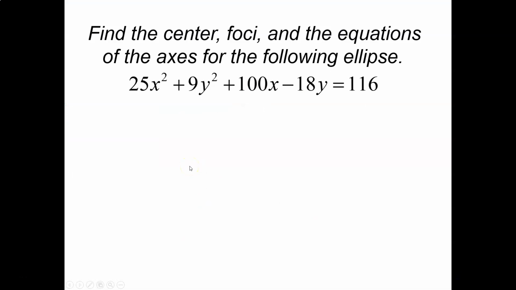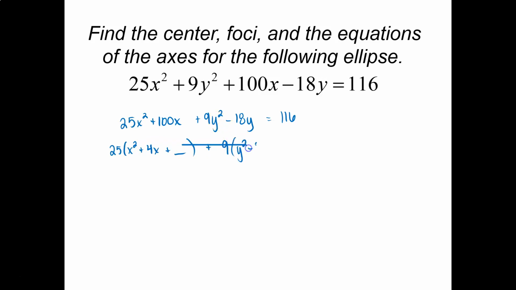Okay, so we're going to do the same thing for this one. We're going to have 25x squared plus 100x plus 9y squared minus 18y equals 116. And so we could factor out a 25 out of our x's. So x squared plus 4x plus blank. And we're going to factor a 9 out of our y. So we'll get y squared minus 2y plus blank. And that'll equal 116 plus blank plus blank.